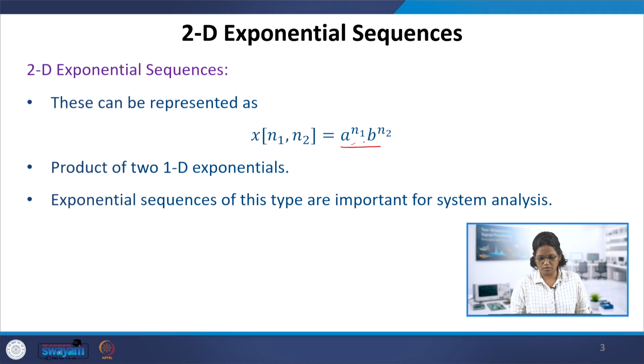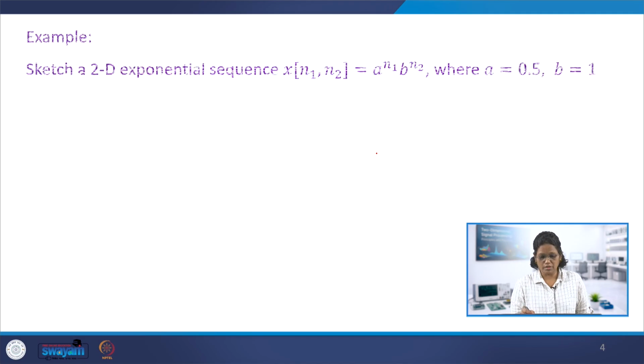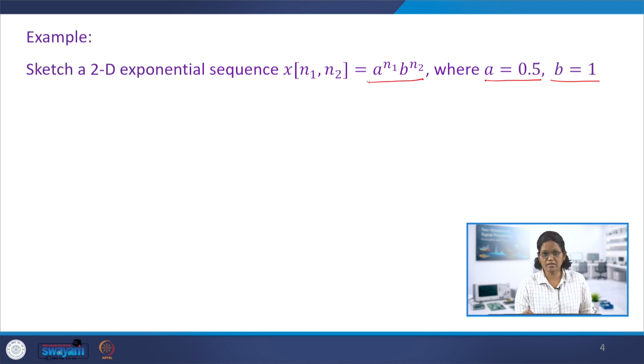And how do we plot these exponentials? We'll see that in the next slide. That is, when the 2D signal is x of n1 comma n2 equal to a power n1 and b power n2, where a is 0.5 and b is 1. In that case, a is less than 1, and b is 1 only.